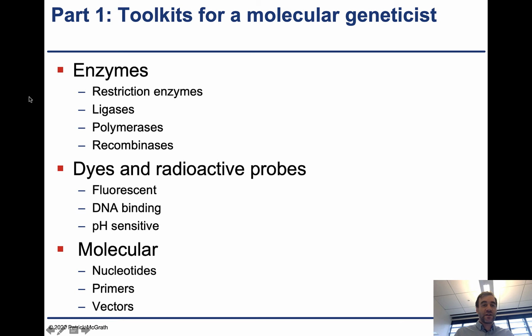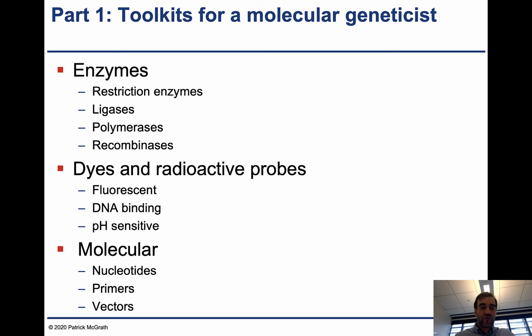So these include things like restriction enzymes, ligases. We've covered ligases in the previous chapter on DNA replication. Polymerases. Again, these were isolated from fundamental studies of DNA replication. Recombinases. We also use things like dyes and radioactive probes. So these are not things that are genetic in basis. These are not built out of DNA. These are not built out of protein.